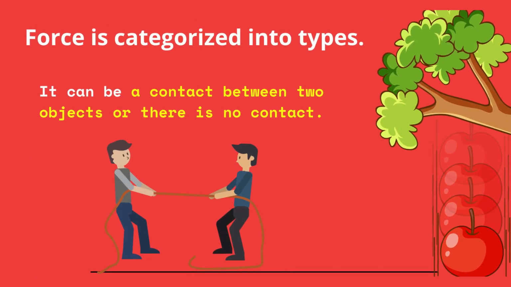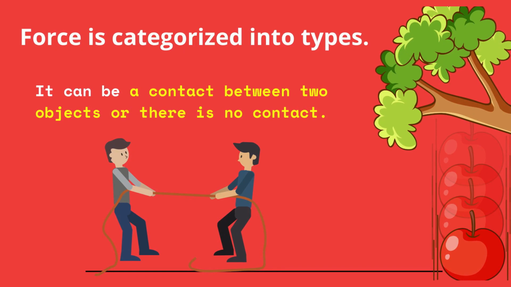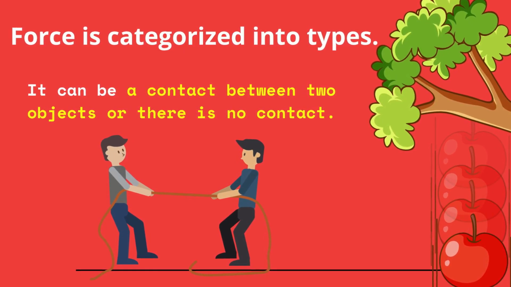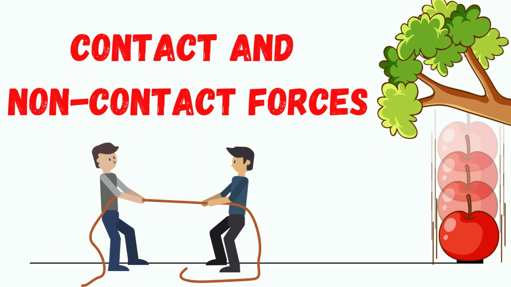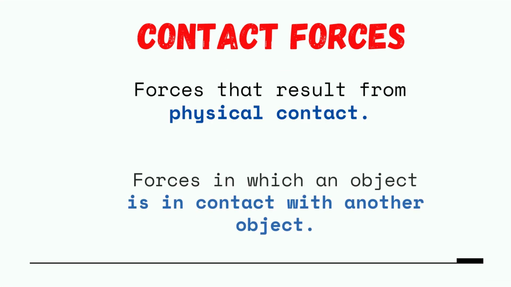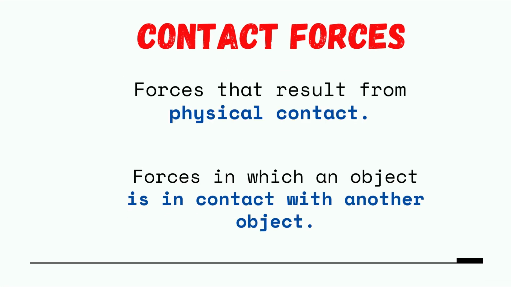Force is categorized into types. It can be at contact between two objects or there is no contact. These forces are called contact and non-contact forces. Let's have first contact forces. These are forces that result from physical contact. These are forces in which an object is in contact with another object.